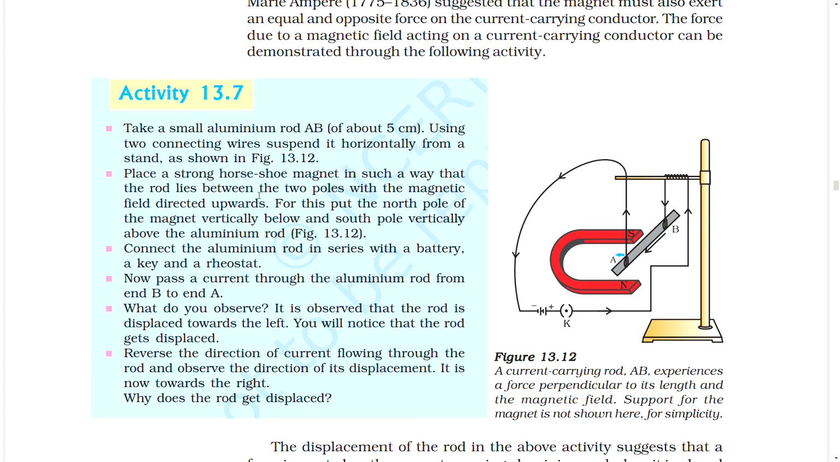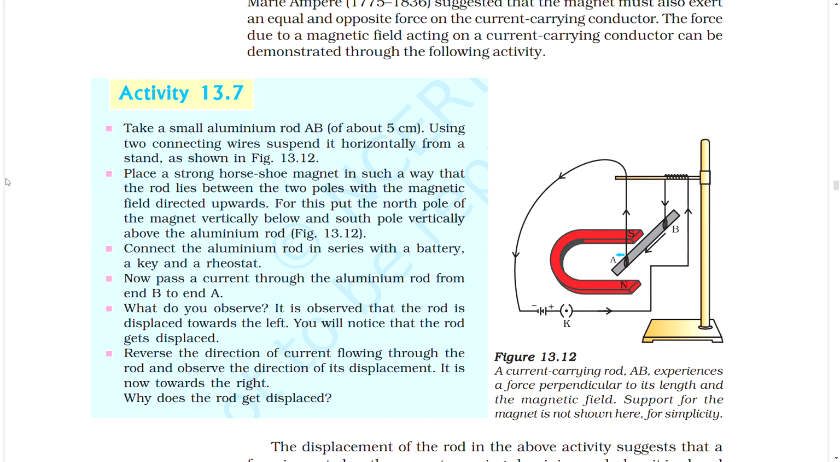Take a small aluminium rod AB of about 5 cm, using two connecting wires. Suspend it horizontally from a stand as shown in the figure. A current carrying rod AB experiences a force perpendicular to its length and the magnetic field. The support for the magnet is not shown here for simplicity.